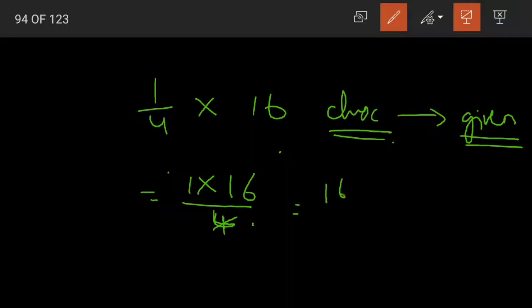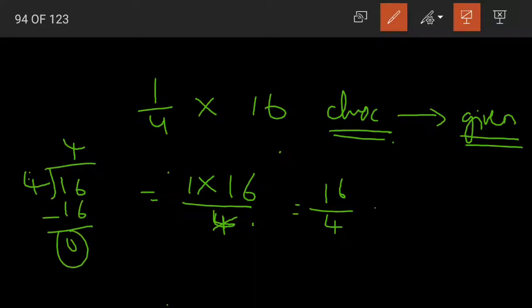16 divided by 4. We know that when we multiply 16 by 4, 4 4s are 16. The remainder is 0. Answer is 4. So 4 chocolates are to be given by me to my sister. Understood, children? It is a very simple question.